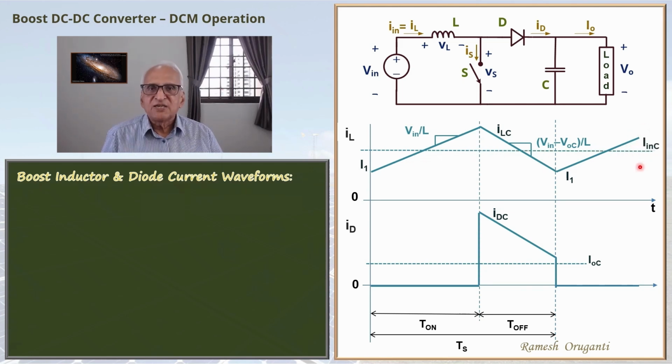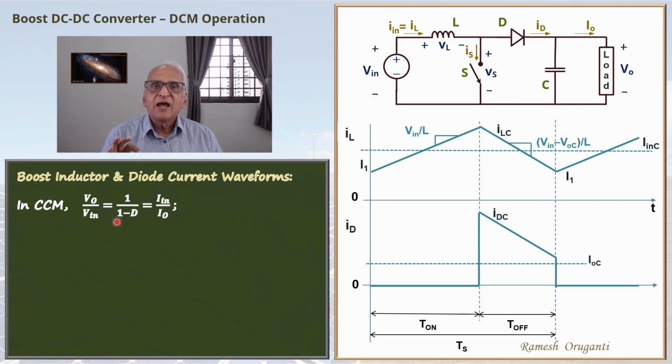Now in CCM, V0 by Vin is 1 by 1 minus D. Assuming ideal operation of the converter, no power loss, the converter has 100% efficiency, then V0 times I0 equals Vin times In, or V0 by Vin equals 1 by 1 minus D equals In by I0.